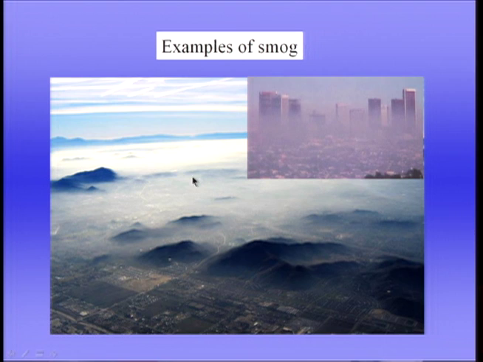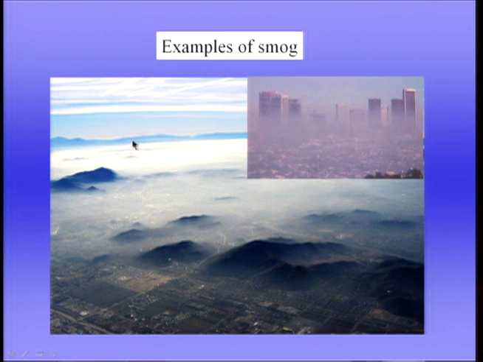Now, an important feature of pollutants is that there may be, and here's an example of smog, we are all familiar with this kind of picture, a temperature inversion. And this often occurs when you've got a low-lying valley, as shown here. Not sure where this is, maybe Los Angeles. A low-lying valley surrounded by mountains.